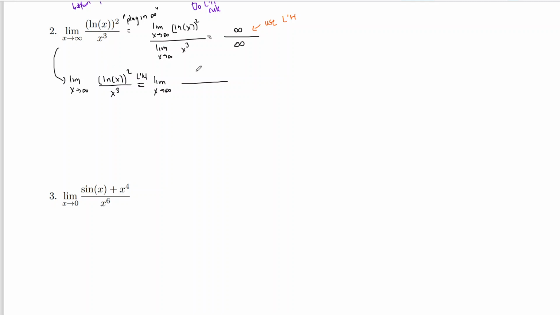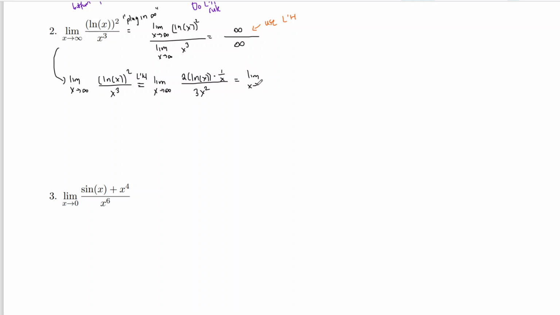So the derivative of the top, well, this is going to involve the chain rule because we have something squared. So we bring the power down, rewrite the inside, which is the natural log of x. We would subtract 1 from the power, which is just 1, so I'm going to leave that off. And then we multiply by the derivative of the inside. And the derivative of the natural log of x is 1 over x. And then this is over the derivative of x cubed, which is 3x squared.